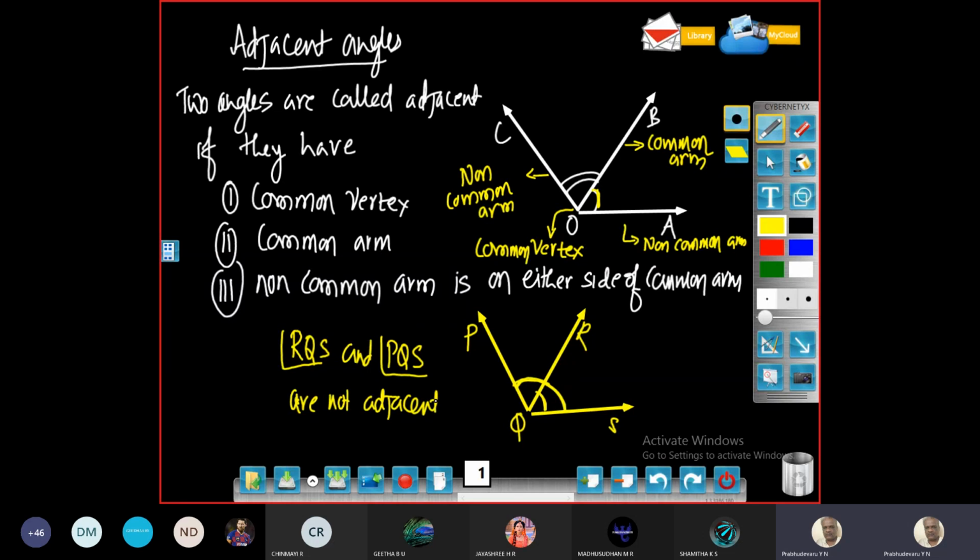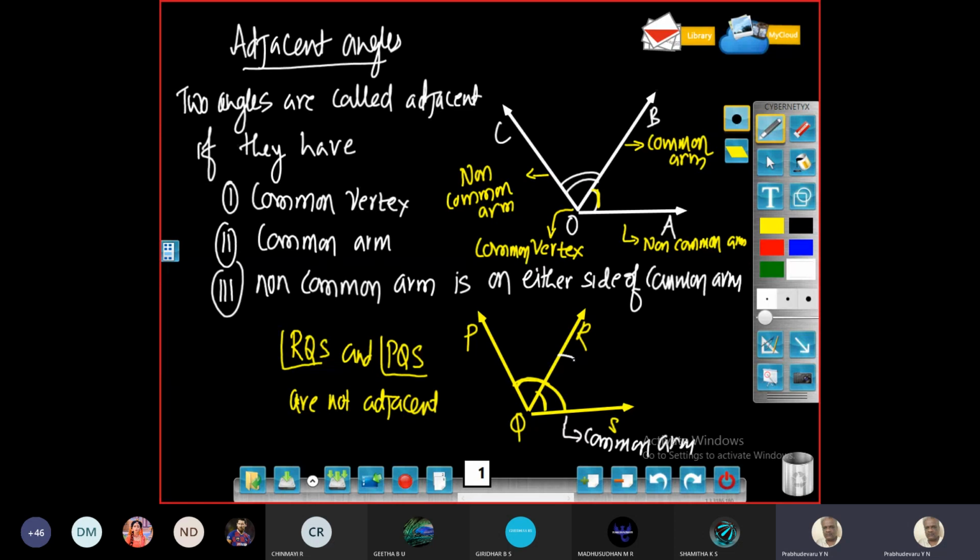Observe these angles now. PQS, what are the arms? PQ and QS. Angle RQS, QR and QS. Tell me what is the common arm here now? Sir, QS. QS, this is common arm. So common arm should be in the middle of the non-common arms. Should be at the center. So common arm is not at the center now.